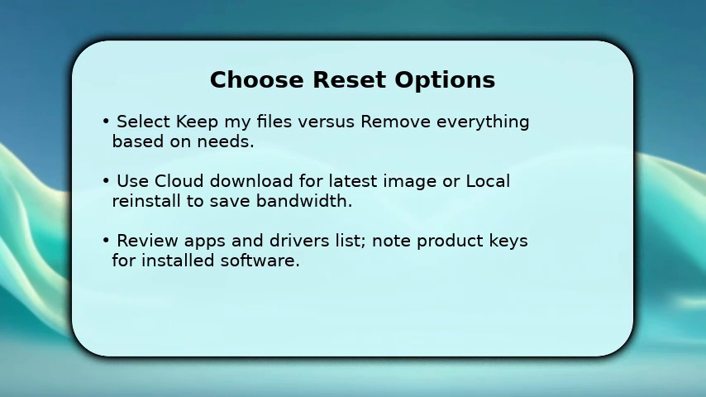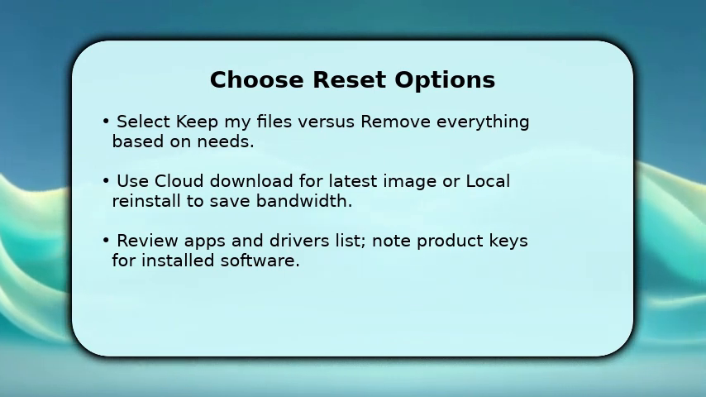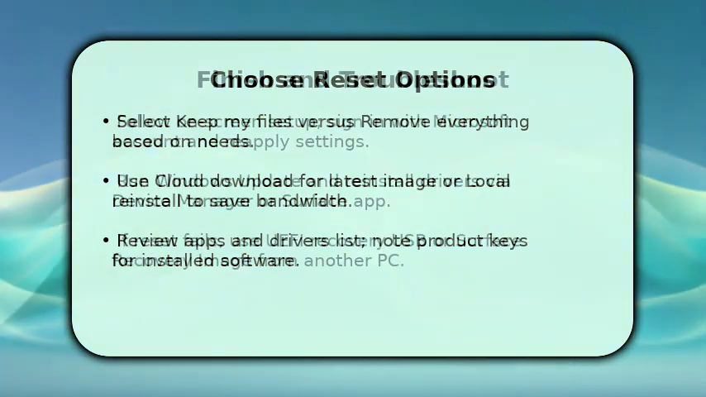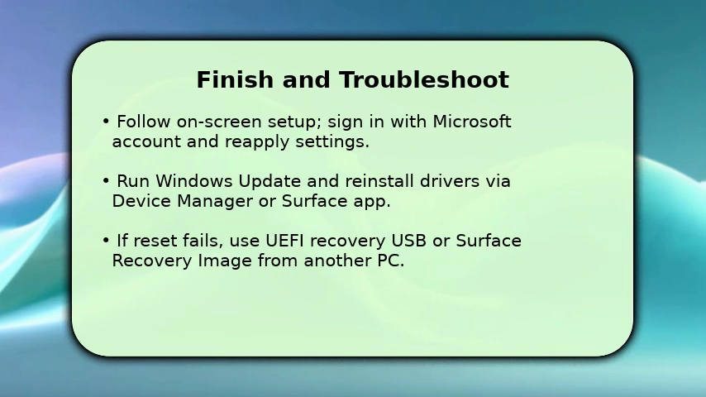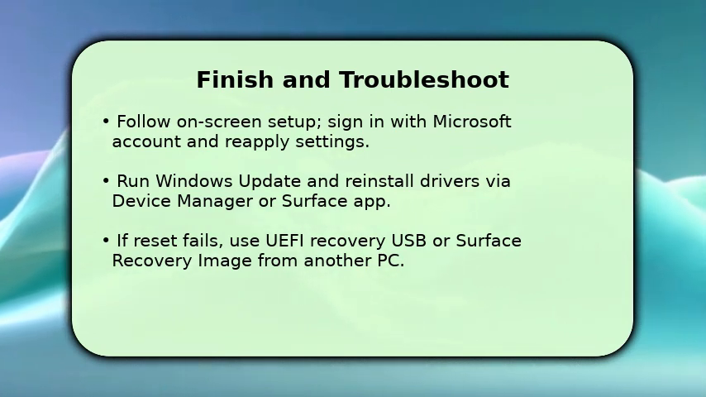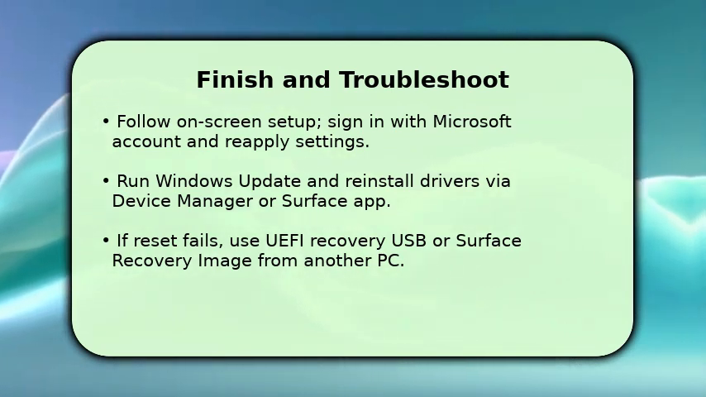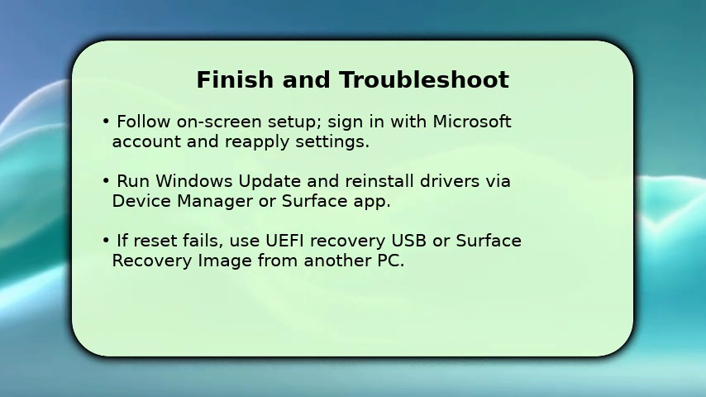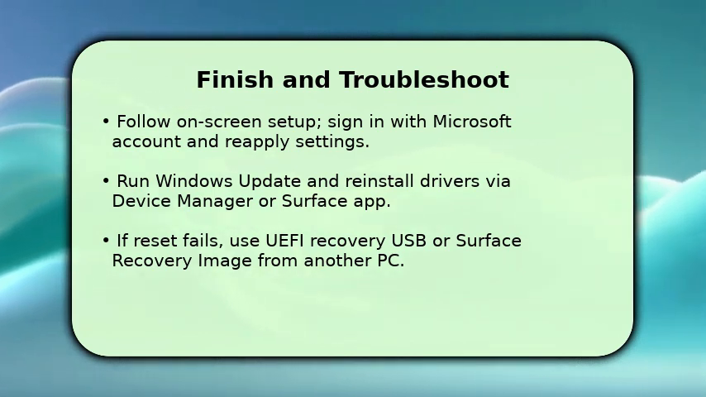When the reset finishes, complete the out-of-box setup. Sign in with your Microsoft account, check settings, and reconnect Wi-Fi so OneDrive sync resumes. Once in Windows, run Windows Update and reinstall drivers through Device Manager or the Surface app to restore performance.